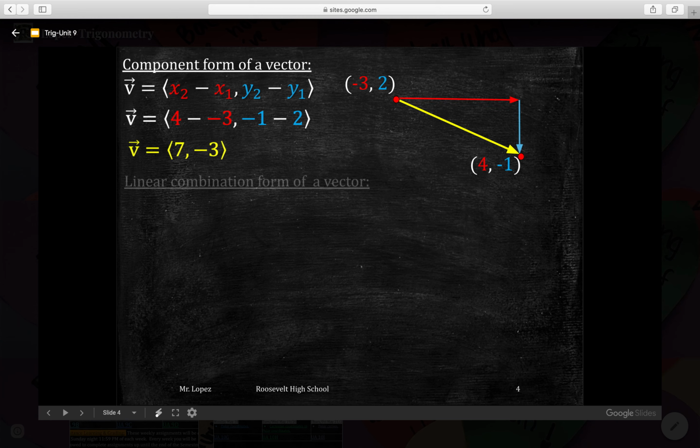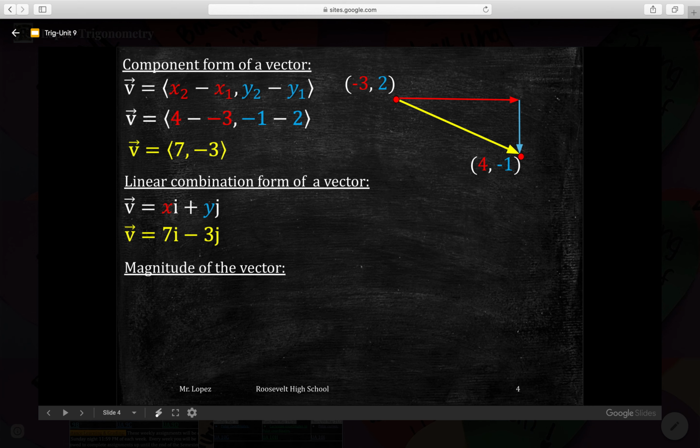Same thing, for the linear combination form of the vector, it's moving 7 units in the i direction and negative 3 units in the j direction. The magnitude of the vector, again, is basically the Pythagorean theorem. There it is. Plug in the numbers, work it out. You get 7 squared is 49, negative 3 squared is 9, 9 plus 49 is 58, square root of 58.